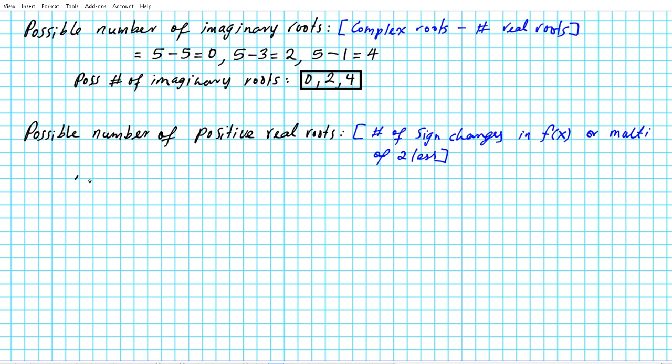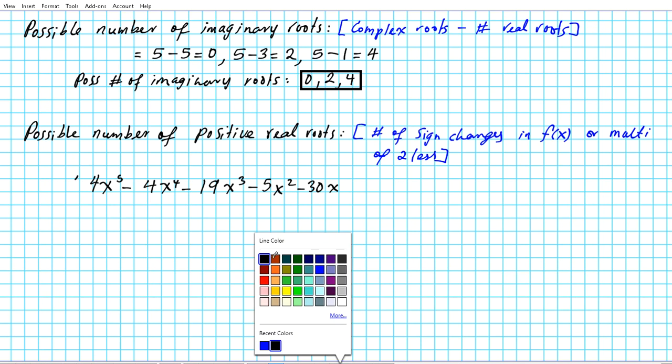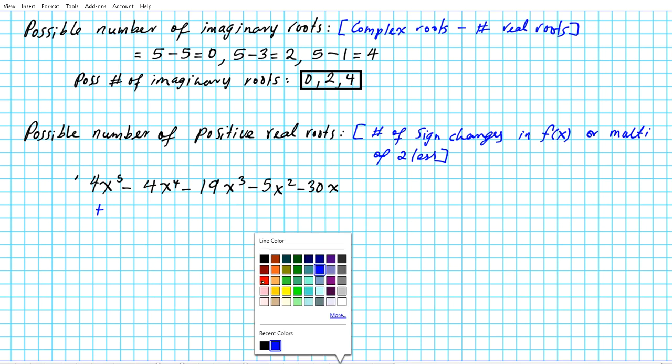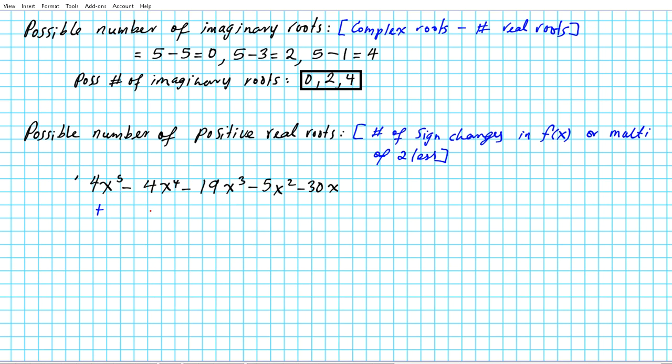So the polynomial equation that we have is 4x to the 5th minus 4x to the 4th minus 19x to the 3rd minus 5x squared minus 30x. All right, let's look at the signs. So first one is positive. Any other positive ones? Nope. All the rest of the terms are negative. So this term is positive, this is negative, negative, negative, negative.